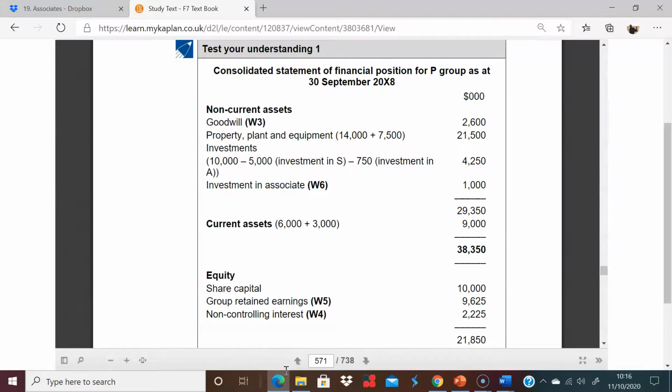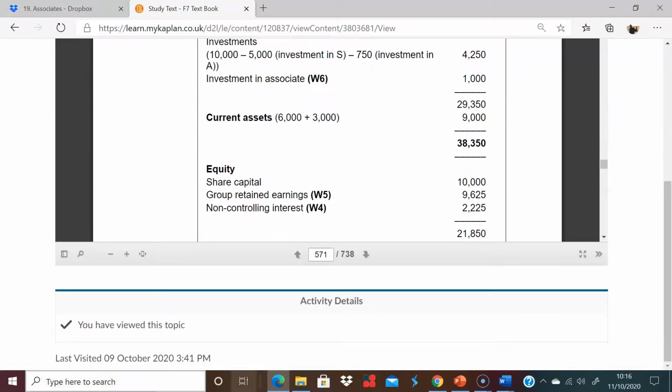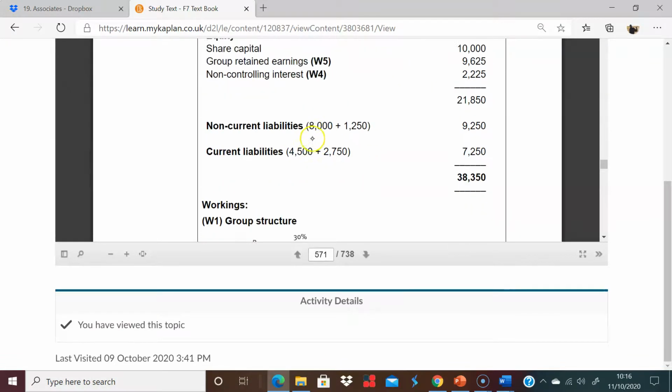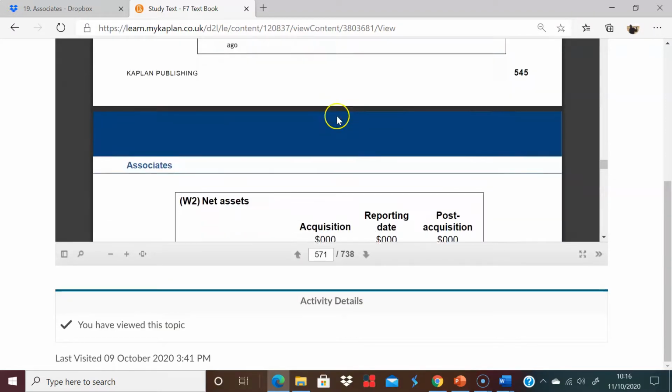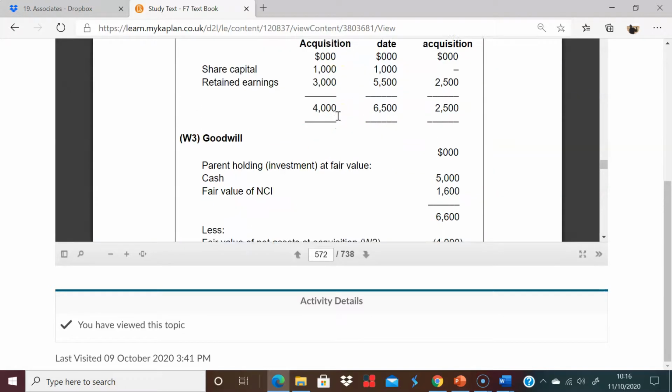You now have your investments in your associate. Write your 750 here, and then add on things as you go along. Add your current assets together. Then you have your equity and you add all that. Add all your non-current liabilities, current liabilities. Pretty straight. Nothing crazy there. Not much was happening with the subsidiary, to be fair, in this question.